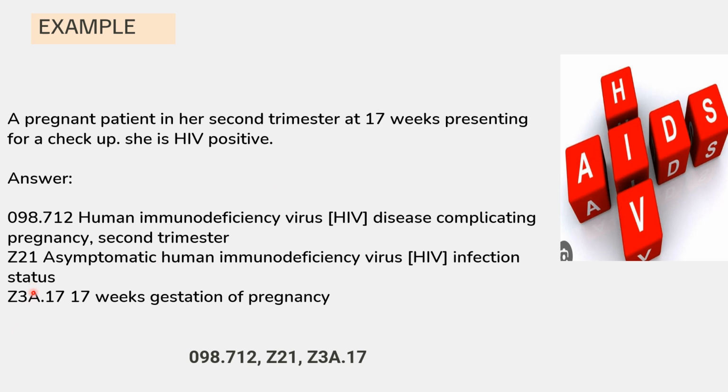And then the third code, I am going to write a week of gestation. I haven't taught you this right now, so you should understand that this is a third code that I will write. So these three codes I will write for this patient, and that will explain everything: she is a pregnant patient in her second trimester. She has HIV but she is asymptomatic, and she is in her 17 weeks of gestation.